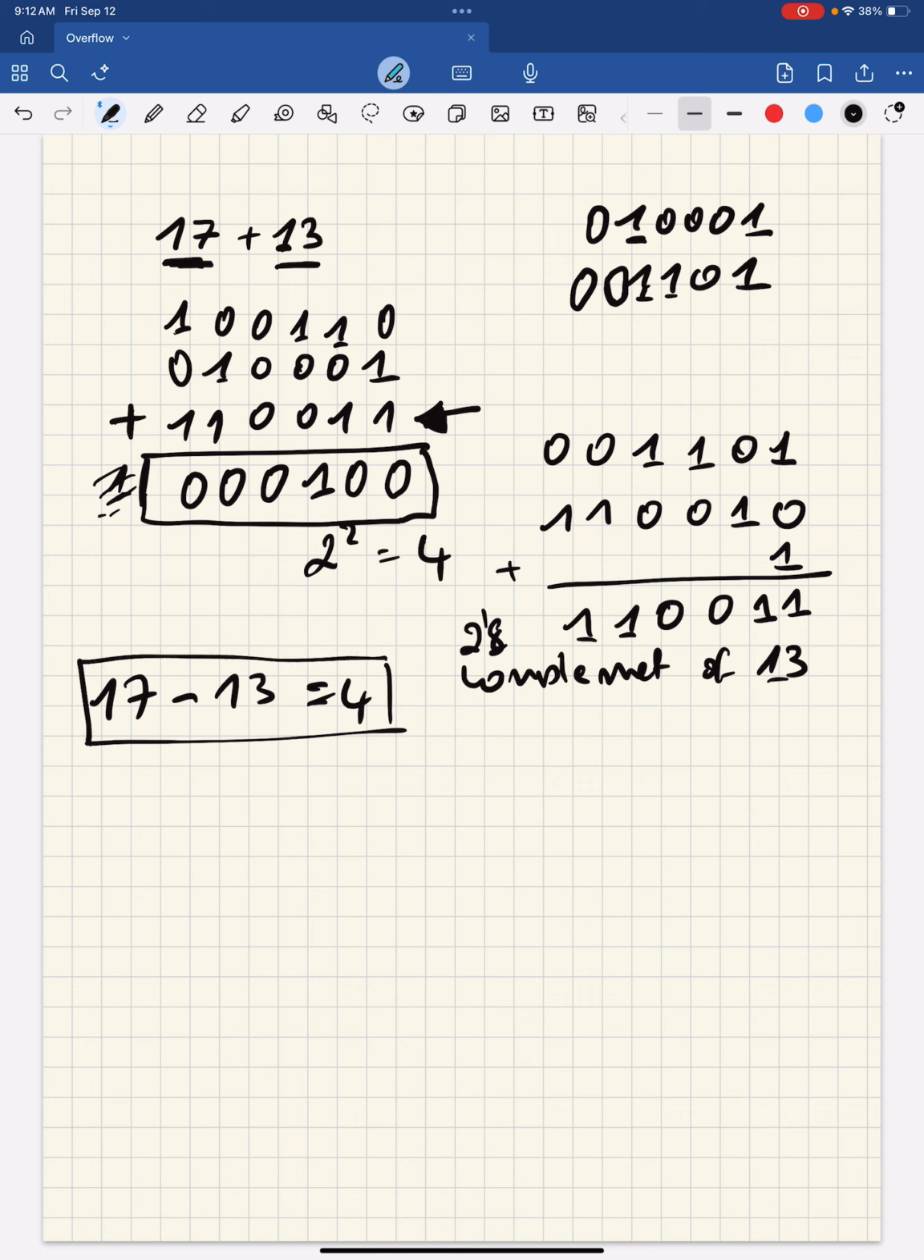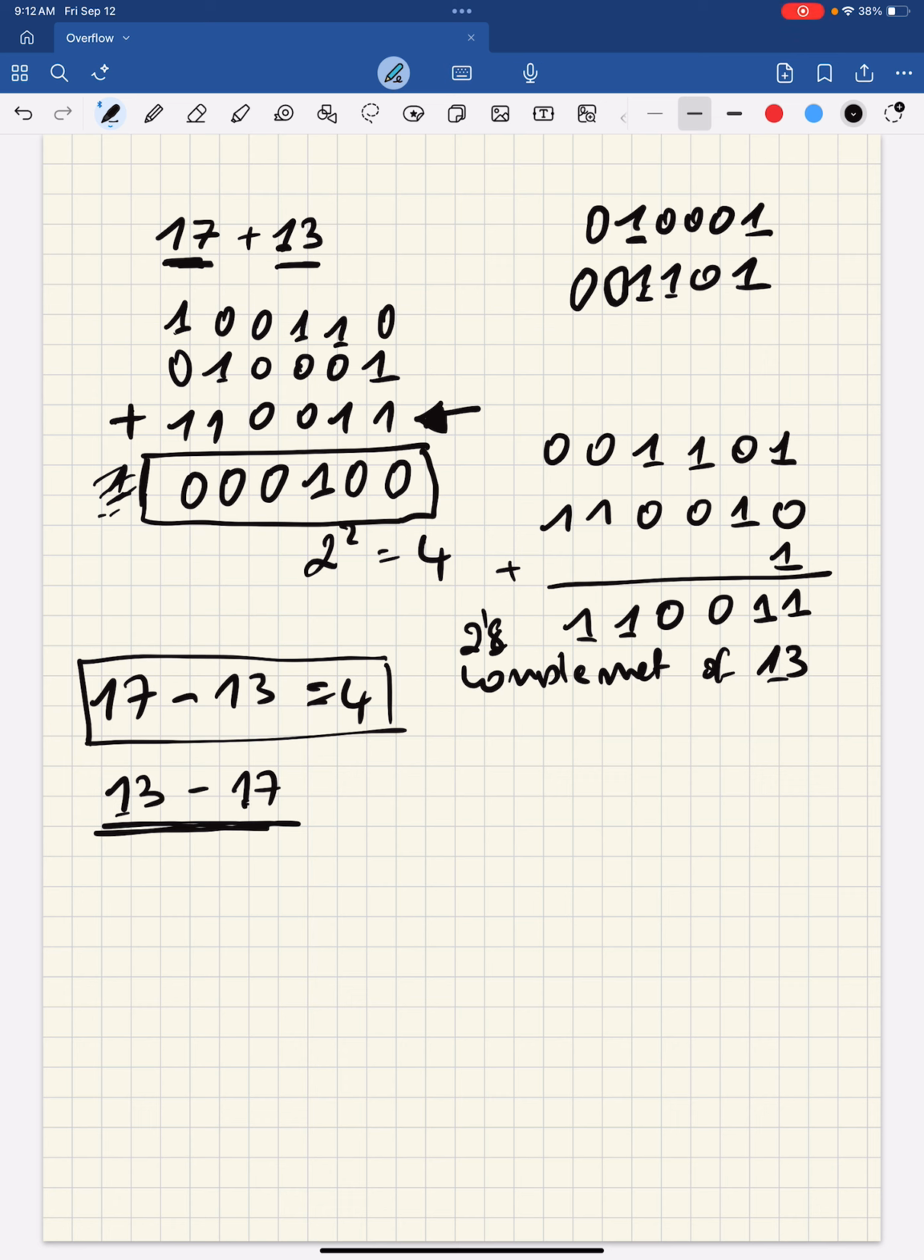Okay, so that's how we do the addition using the 2's complement, and then the subtraction also using the 2's complement. Let's do the inversion now. Let's assume that we want to do a different operation, and this different operation would be 13 minus 17. So what will be the result of this when we have a bigger number that we have to subtract? That is the subtrahend.